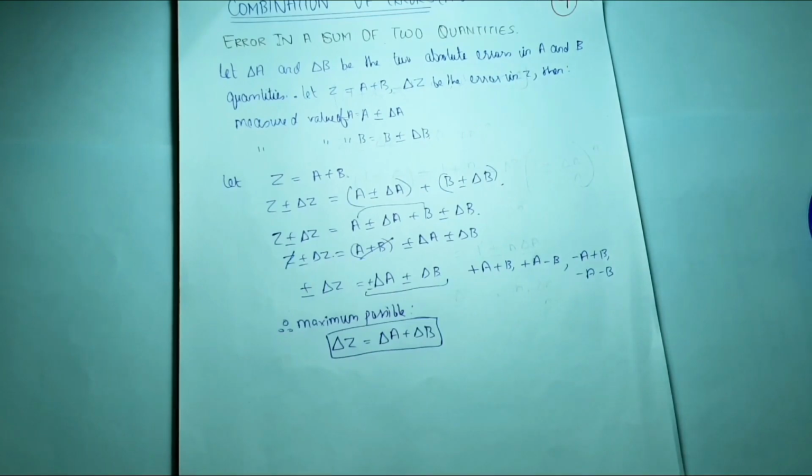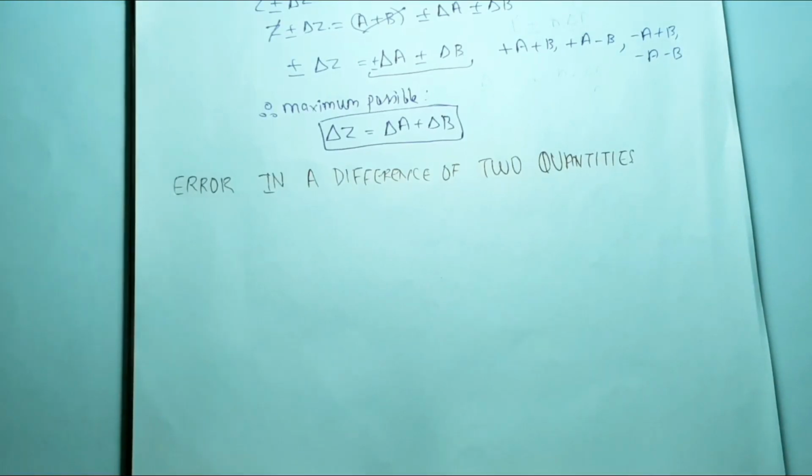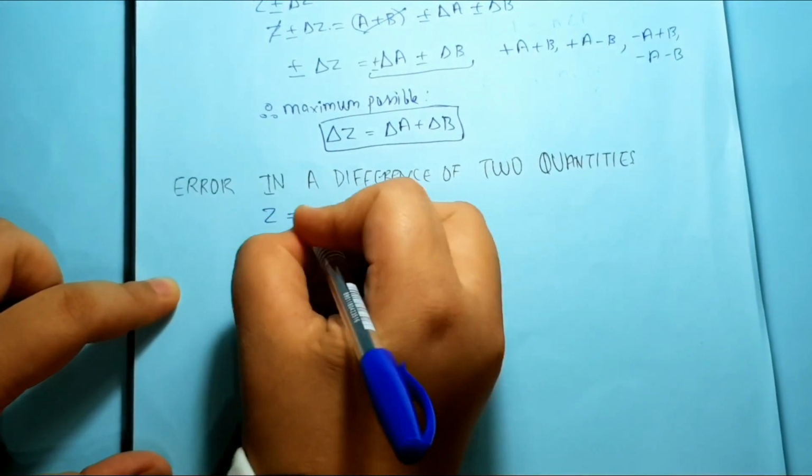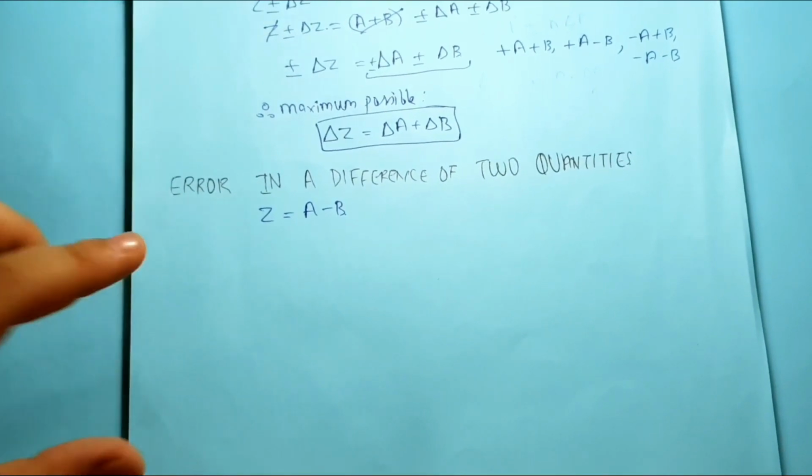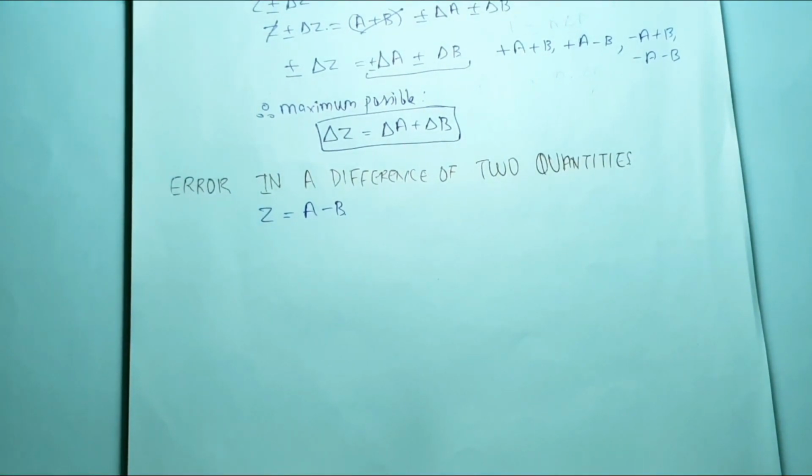Let's have a look at that. Now for the difference of two quantities, consider again a and b as two quantities such that z is equal to a minus b. Make sense so far? Okay, now you will also have some error in them. Let it be delta a, delta b, and delta z.